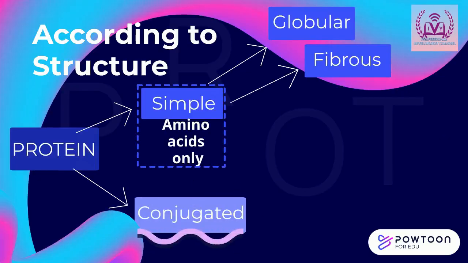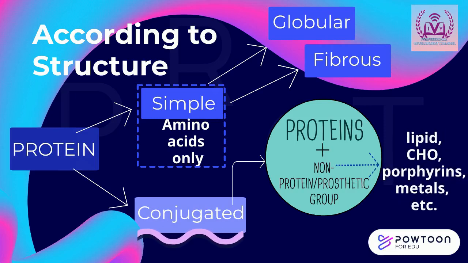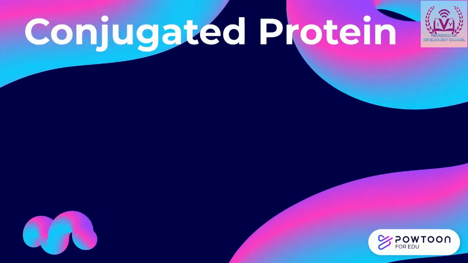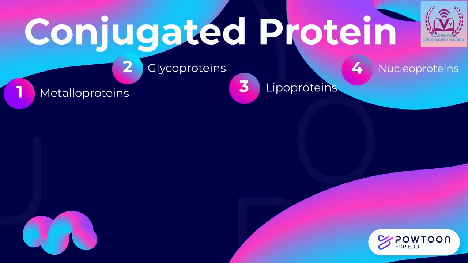Conjugated proteins consist of a protein and a non-protein or prosthetic group. The prosthetic groups may be lipid, carbohydrate, porphyrins, metals, and others. Examples of conjugated proteins are the metalloproteins, glycoproteins, lipoproteins, and nucleoproteins.